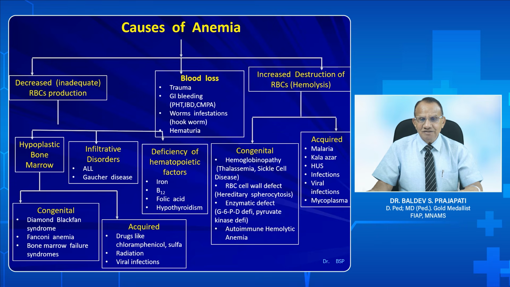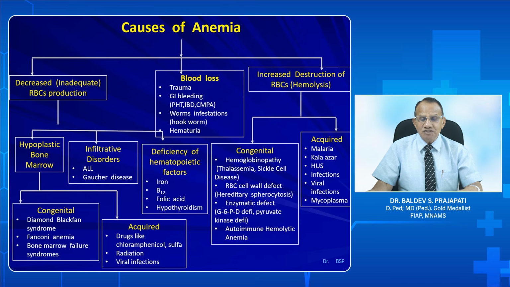Whenever there is increased destruction of the RBC, there is always hemolysis. That may be congenital or acquired. Congenital can be due to the various hemoglobinopathies, due to a defective protein problem with hemoglobin synthesis. Common conditions are thalassemia and sickle, which we can remember. RBC cell wall defect may be there, like hereditary spherocytosis, maybe an enzymatic defect like G6PD deficiency, pyruvate kinase deficiency, or even the autoimmune hemolytic anemias.